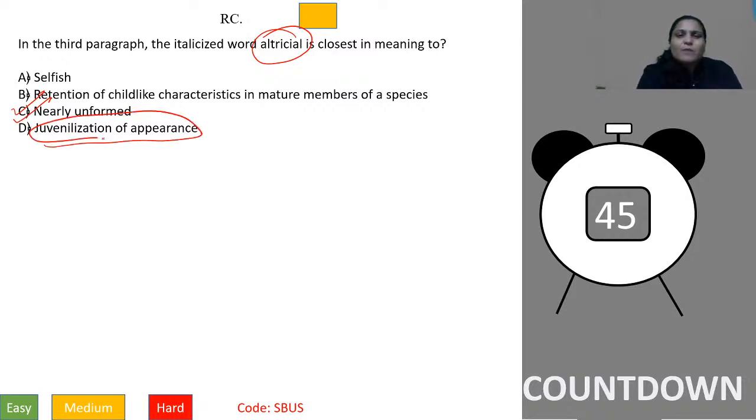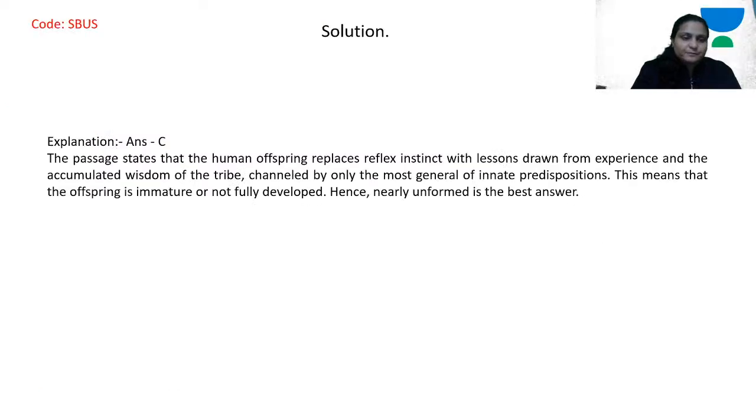Juvenilization of appearance. Obviously, if it's a kid, they will have a juvenile appearance. Retention of childlike characteristics in mature members of the species. No, we're just waiting for them to mature. Selfish doesn't make sense. So definitely option number C.